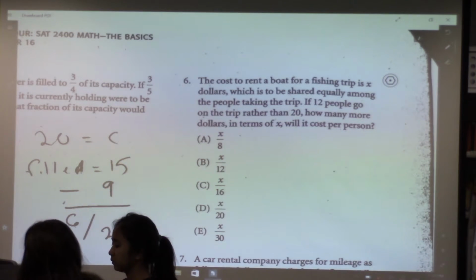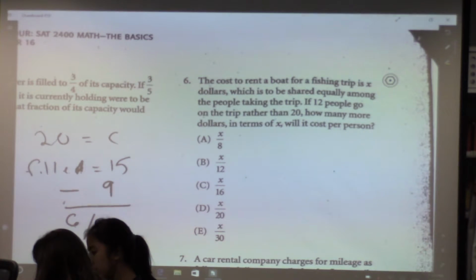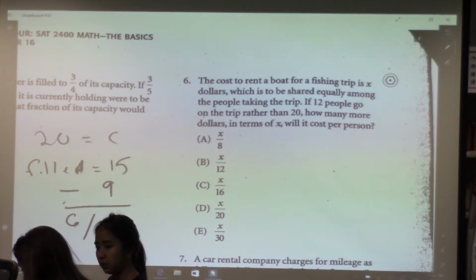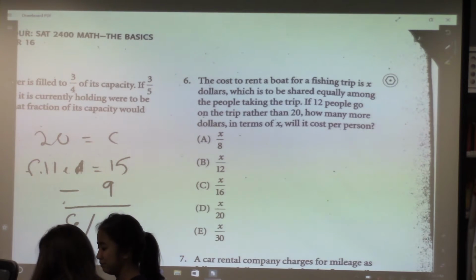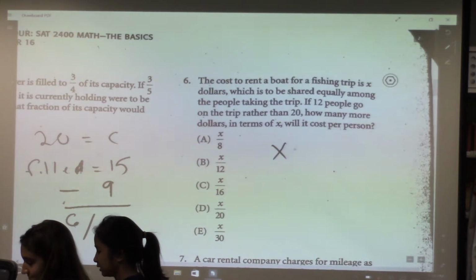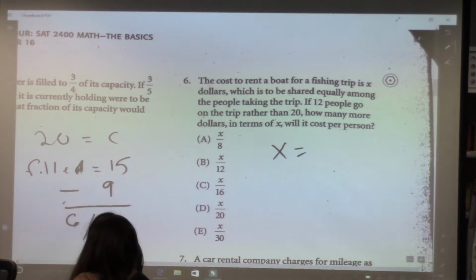Let's go with Rebecca. The cost to rent a boat for a fishing trip is X dollars, which is to be shared equally among the people taking the trip. If 12 people go on a trip rather than 20, how many more dollars in terms of X will it cost? Okay, so we're going to make up numbers. What is the number that we can use here? You could use 12.